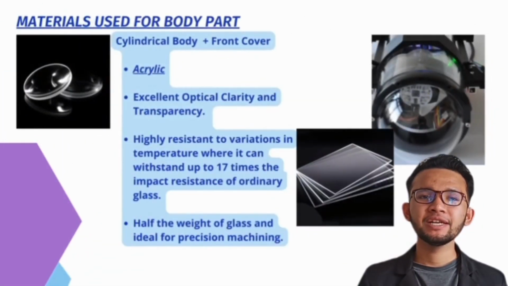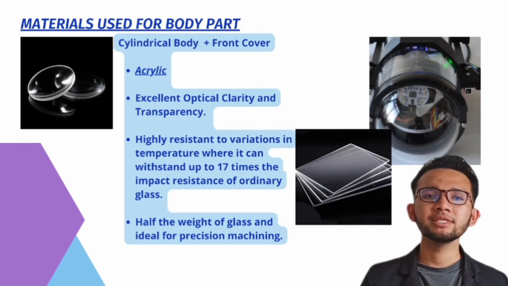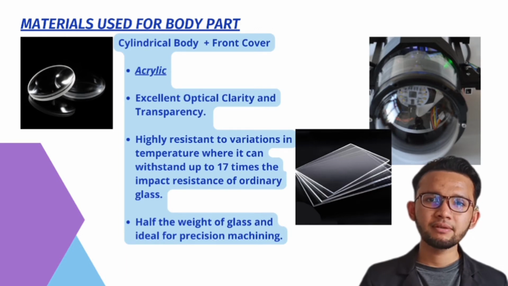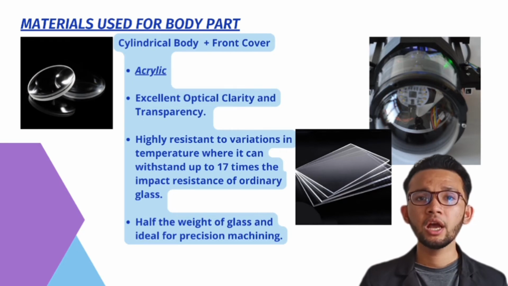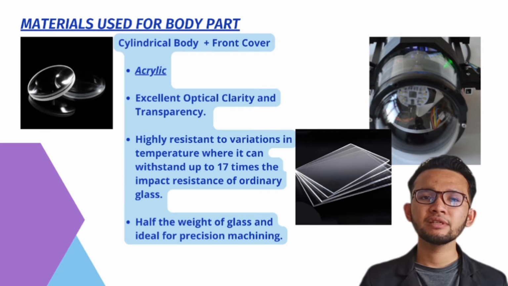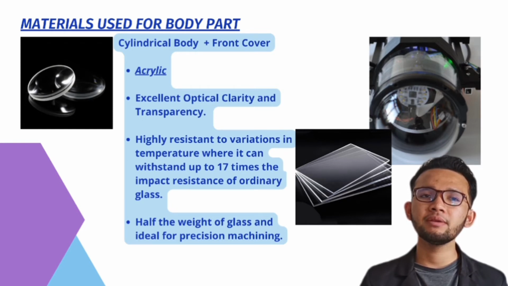For this slide, I want to present the material used for the body part. For the front cover and main body, we use acrylic material. The main reason we choose acrylic is because it is excellent in optical clarity and has transparency. Furthermore, it has high resistance in various temperatures, where it can withstand up to 70 times the impact compared to ordinary glass. And lastly, it is half the weight of glass, and ideal for the precision machining process.